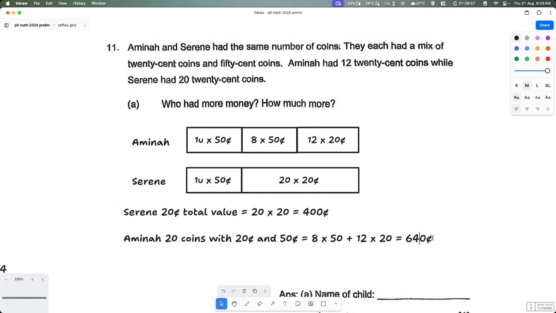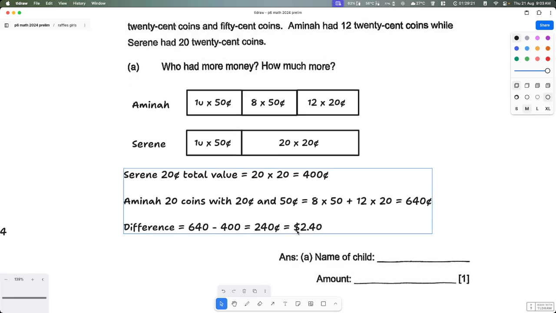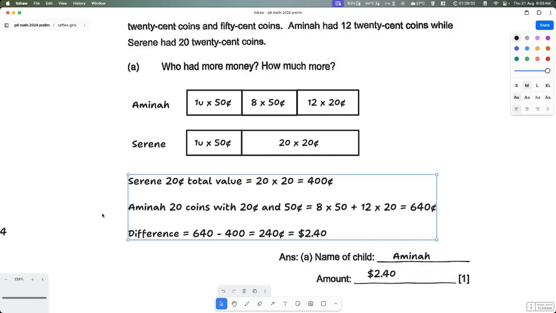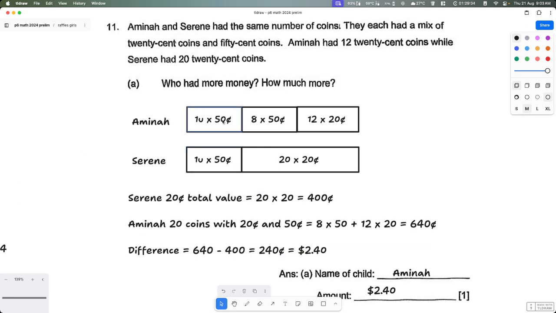From here we can get the difference. The difference is 640 minus 400, which is equal to 240 cents, or equal to $2.40. So that is the answer, $2.40. The amount is different, and the child with more is Amina. That's it. Hopefully this makes a bit more sense.